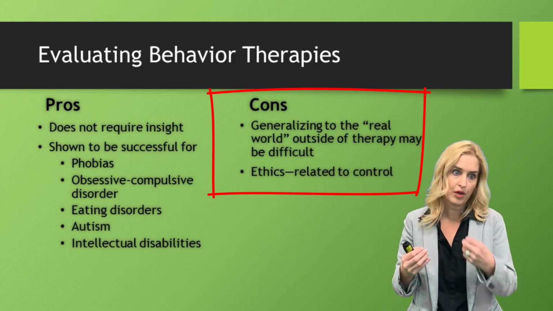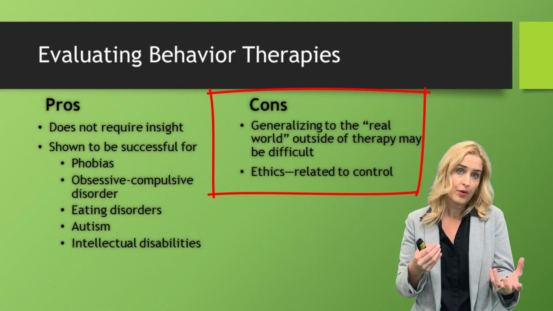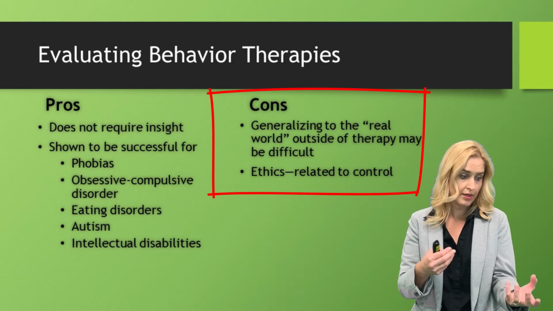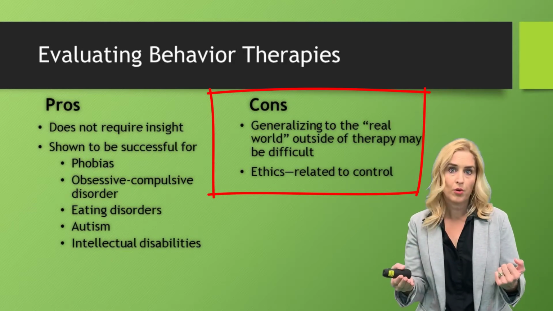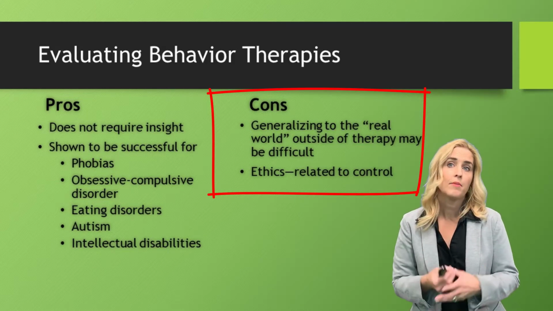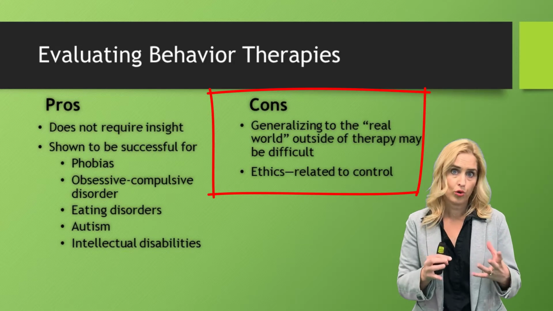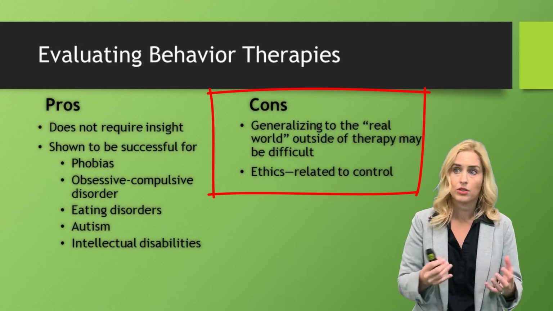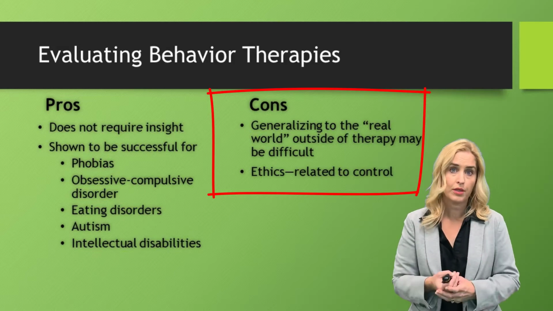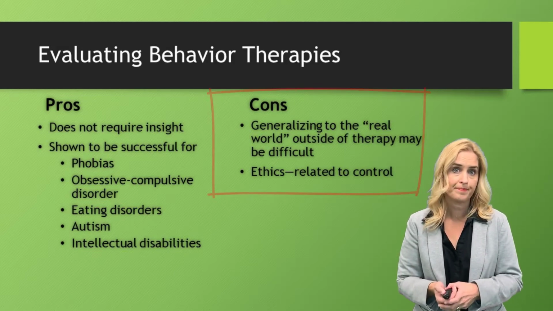So for the example of putting the drug in the beer, well, if you have a problem drinking too much and beer is your drink of choice, there's nothing stopping you from going to another type of alcoholic beverage. So that can be a problem. And then there's ethics related to controls. We really cannot classically condition someone without their knowledge. So that's an important factor that we need to take into consideration.